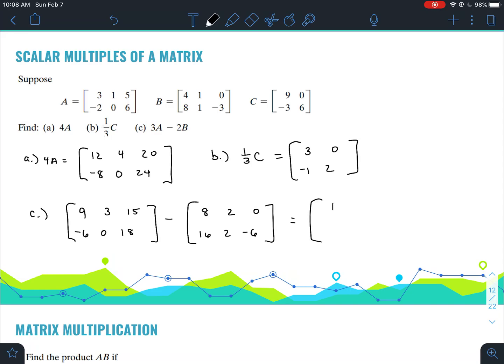So 9 minus 8 is 1, 3 minus 2 is 1, 15 minus 0 is 15. -6 minus 16 is -22. 0 minus 2 is -2. 18 minus -6 is going to be 24. And so that would be 3 times matrix A minus 2 times matrix B.